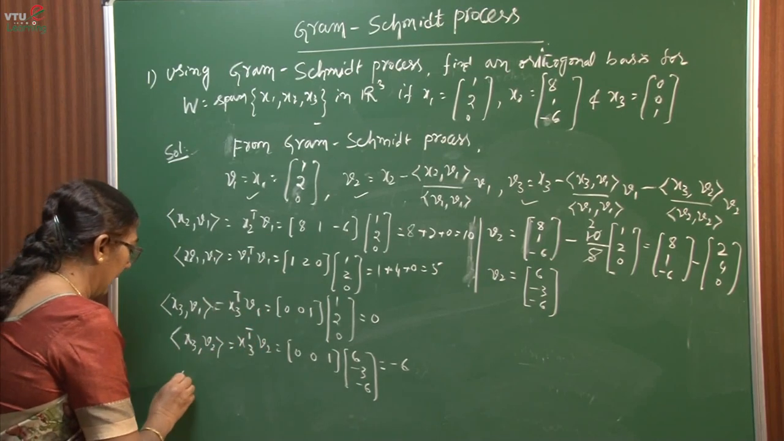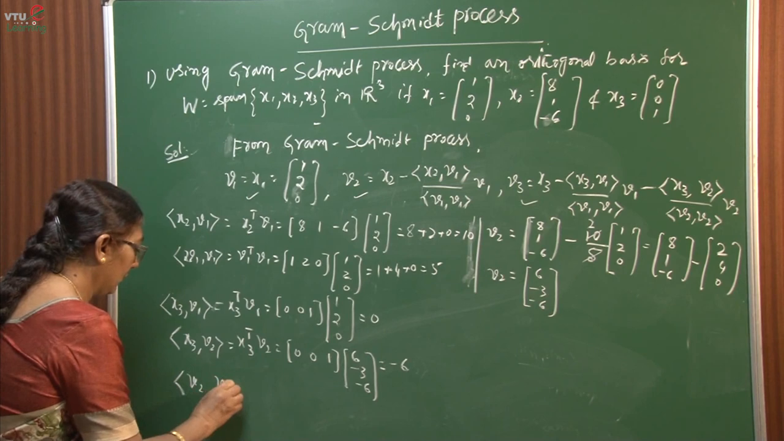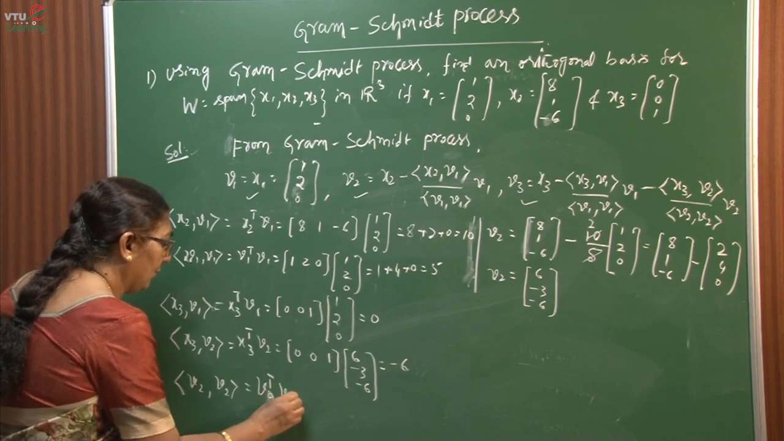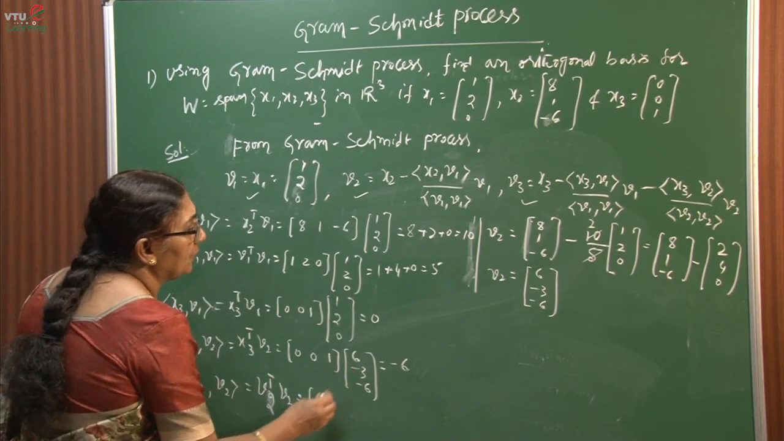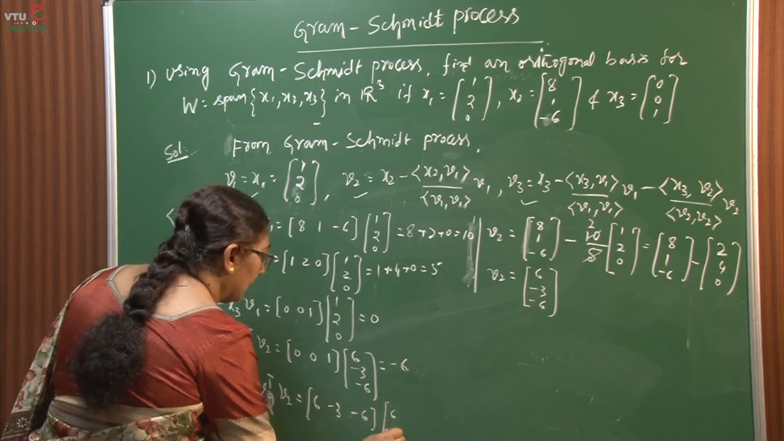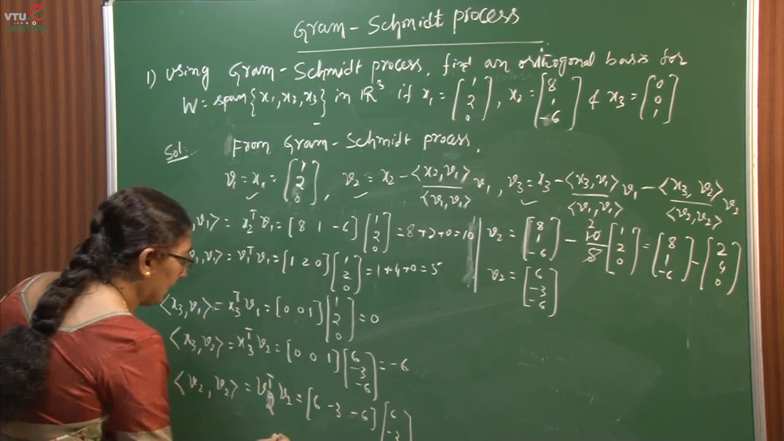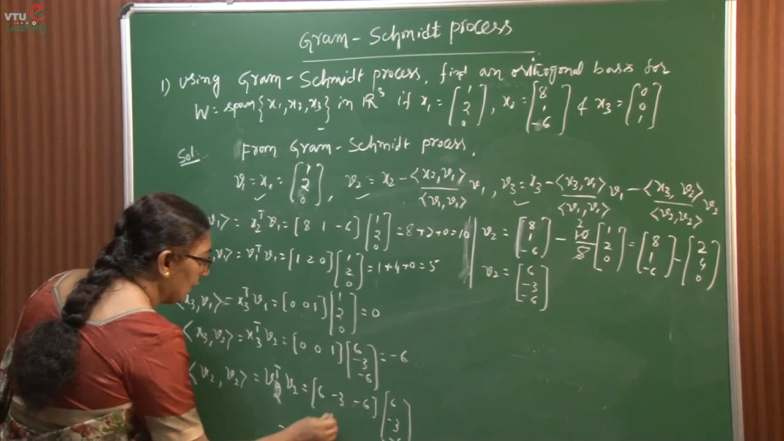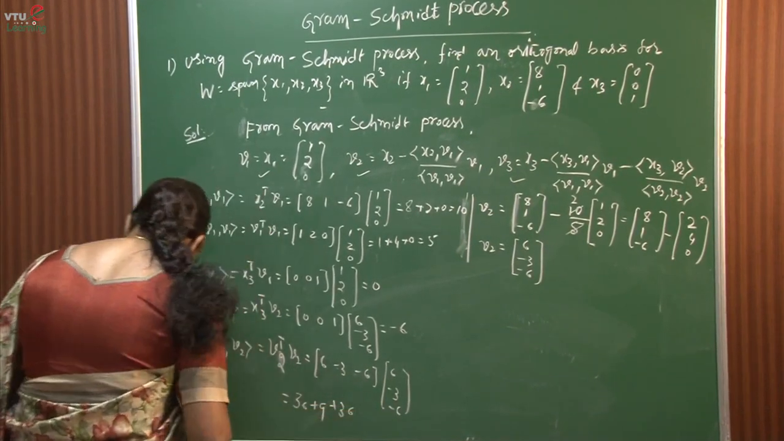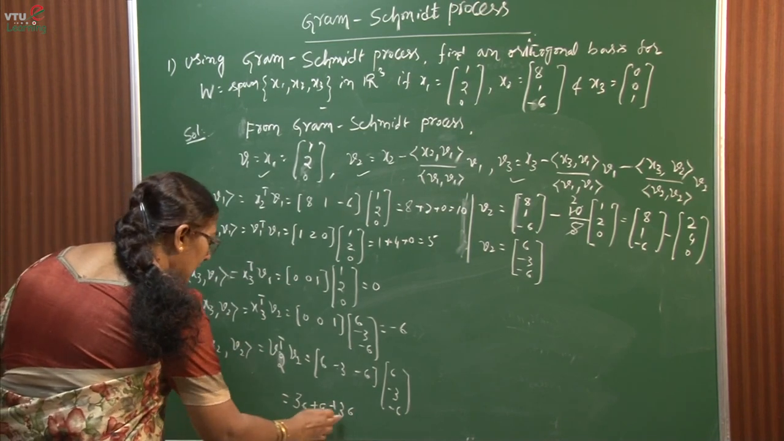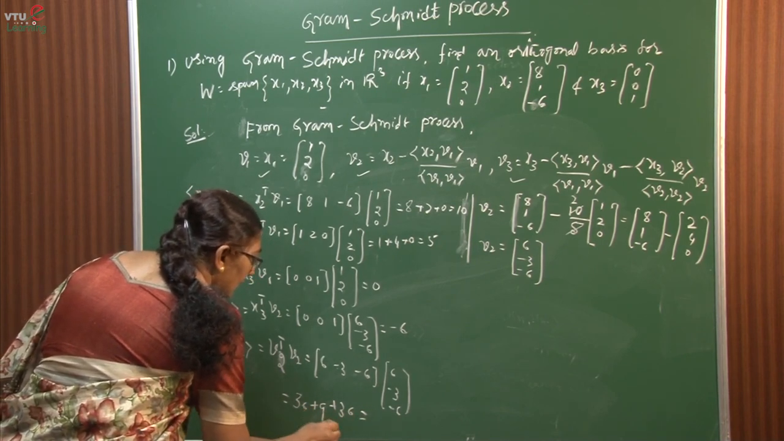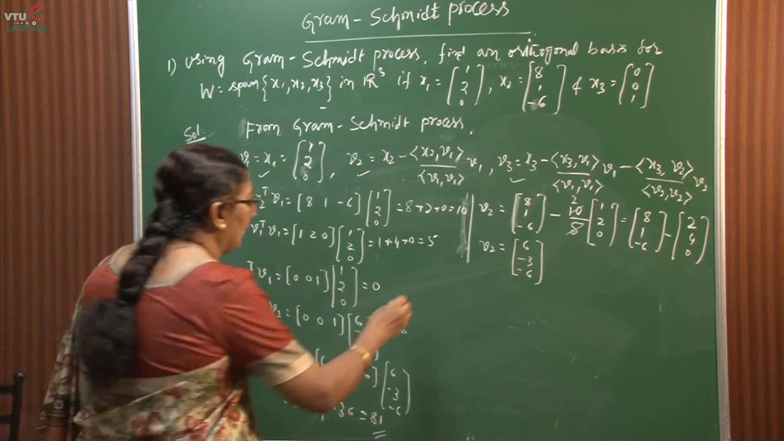And lastly, we calculate the inner product of v2 comma v2. We don't want v1 comma v1, we already have it. It is v2 transpose into v2. What is my v2? This is my v2, transpose means row, 6, minus 3, minus 6, into the same thing, 6, minus 3, minus 6. What do we get? Multiply that: 6 times 6 is 36, minus into minus plus 9, and then minus into minus plus 36. Now, finally, for v2 comma v2, add these values, we get 81. 81 is the value.